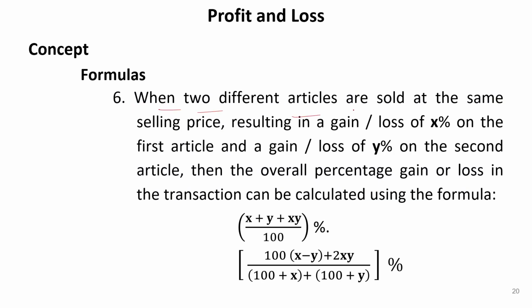So when two different articles are sold at the same selling price, both are sold at the same price, resulting in a gain or loss of X% on the first article and a gain or loss of Y% on the second article, then the overall percentage gain or loss in the transaction can be calculated using the formula what? (X + Y + XY/100)% into 100 into (X - Y + 2XY) whole by (100 + X) + (100 + Y) percent.